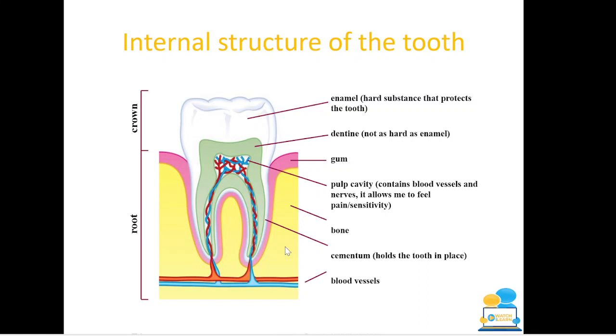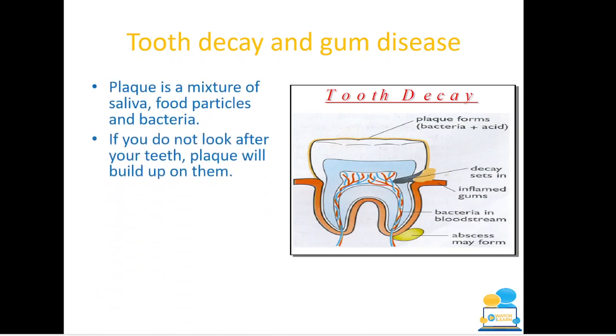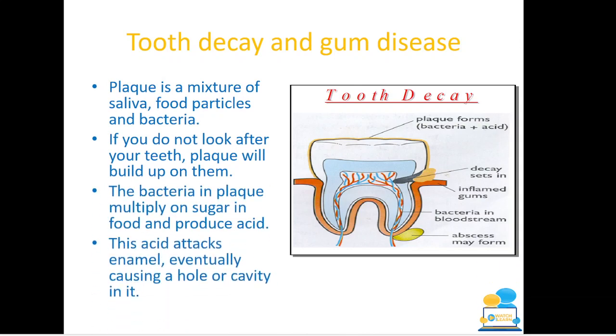You'll see the yellow part here is the bone, and you'll have the cementum down the bottom there, and cementum is like cement, okay? It essentially holds the tooth in place, keeps it there. And then you'll see your network of blood vessels, okay? And that makes sure that your tooth is kept alive with the blood coming in and out, oxygenated and deoxygenated blood.